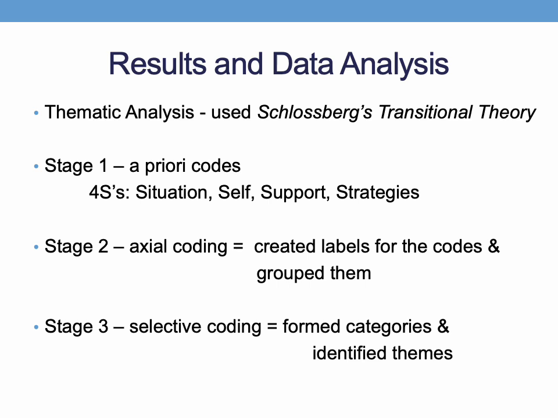The analysis of the data collected was done by using Schlossberg's transitional theory. This allowed the researcher to analyze the data to ultimately find themes. The first step was to use a priori codes, where the 4 S's of situation, self, support, and strategies were used. Those had been embedded in the interview questions.